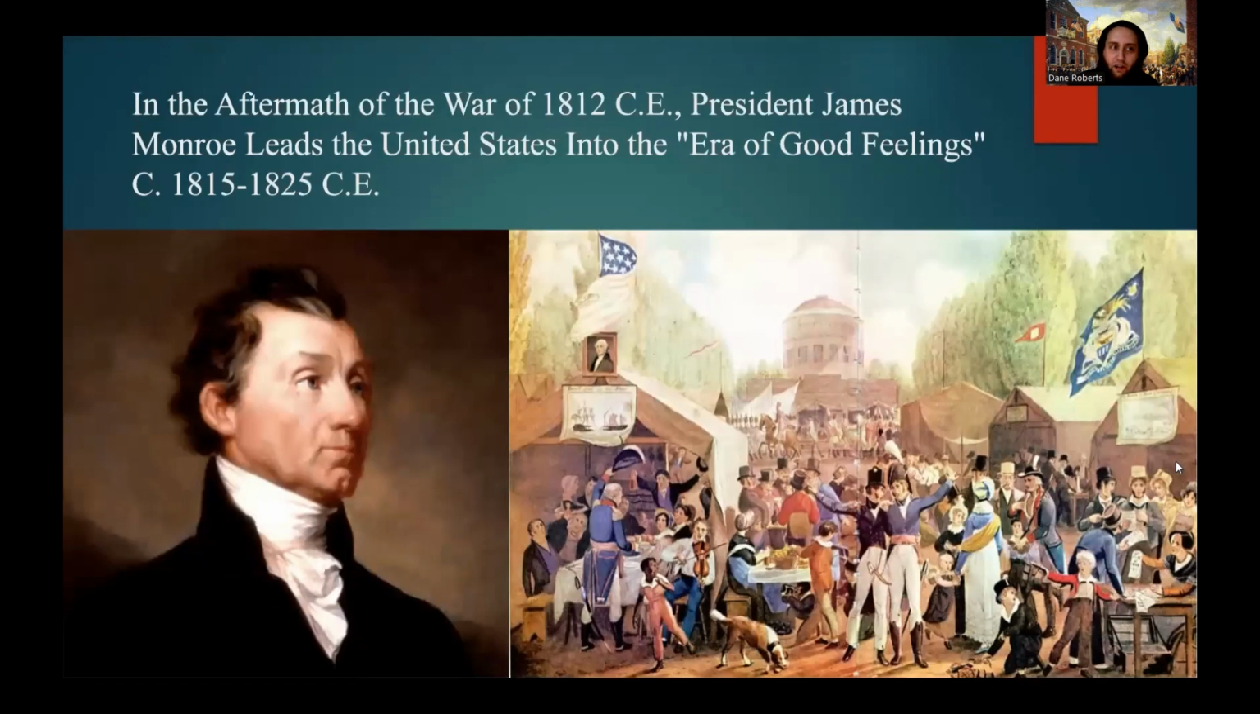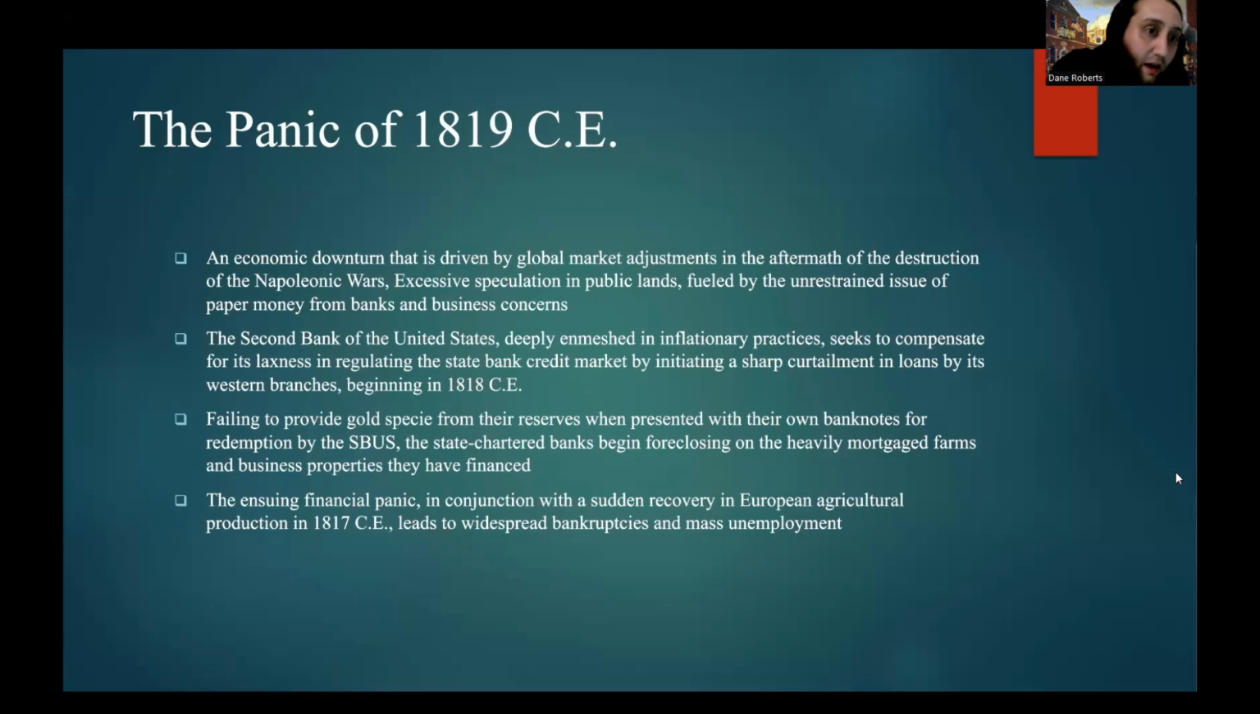So the background to the Jacksonian era really begins in its preceding era, which began in the aftermath of the War of 1812 CE, when President James Monroe would lead the United States into what would become known as the Era of Good Feelings between 1815 and 1825 CE, roughly. And this was an era that, at the time, by many, was viewed as a very prosperous era.